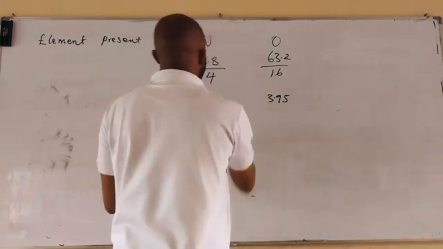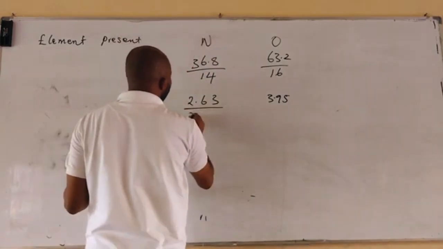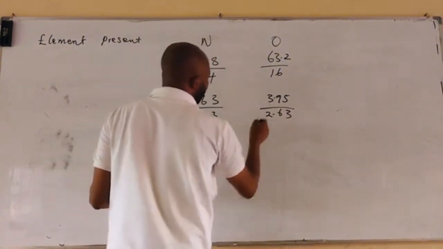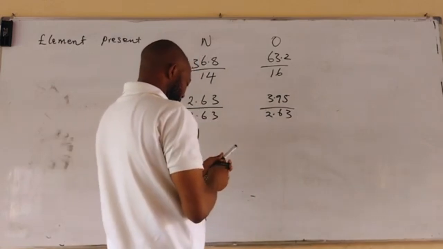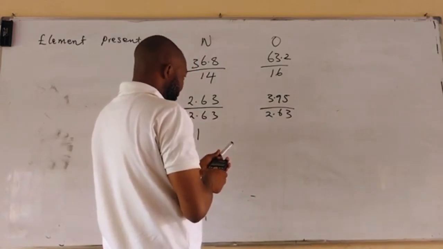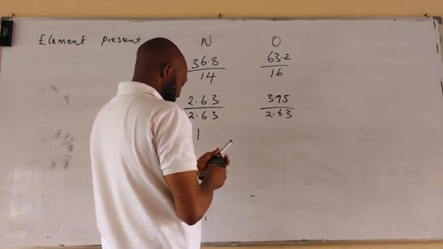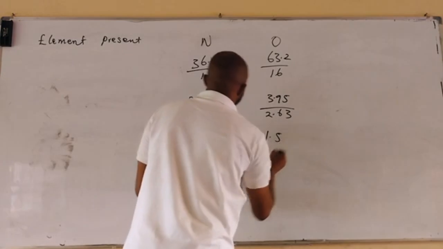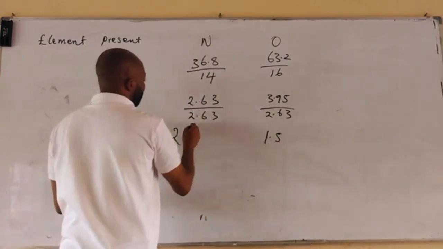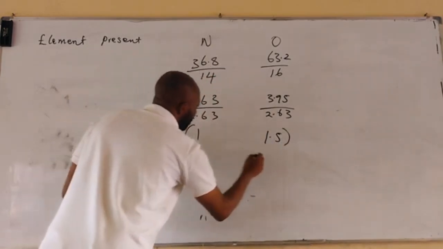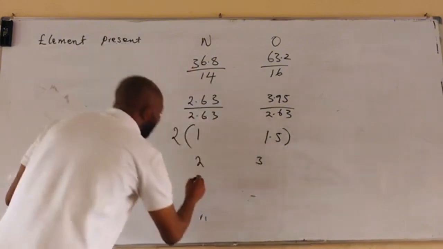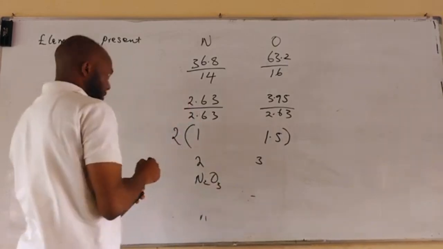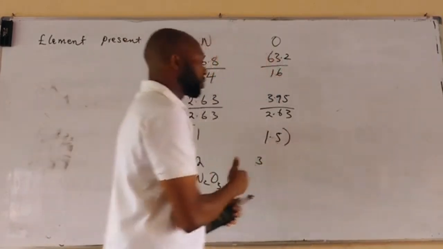Now, from here, we divide by the smallest, which is 2.63. 2.63 divided by 2.63 is 1, and 3.95 divided by 2.63 gives us 1.5. Remember, we multiply by 2. This becomes 2:3. So I now have nitrogen here is 2, oxygen here is 3. So that is my empirical formula.